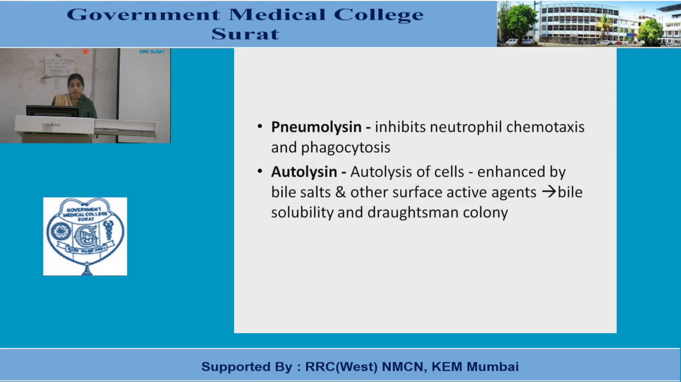Another is pneumolysin, which inhibits neutrophil chemotaxis and phagocytosis. Another is autolysins, which cause autolysis of the cell, enhanced by bile salts and other surface active agents, causing bile solubility and draughtsman colony onto the plate.